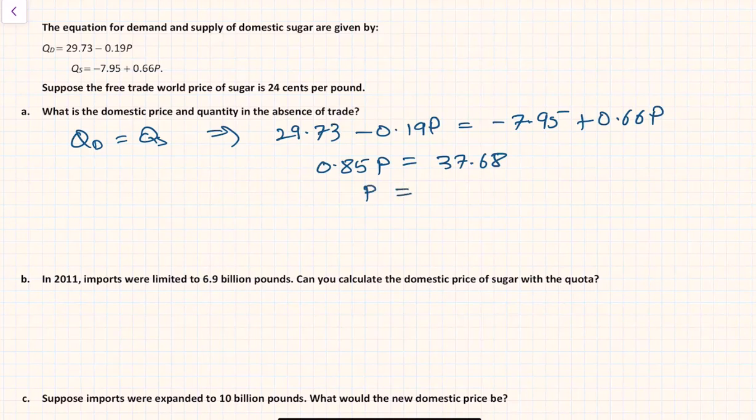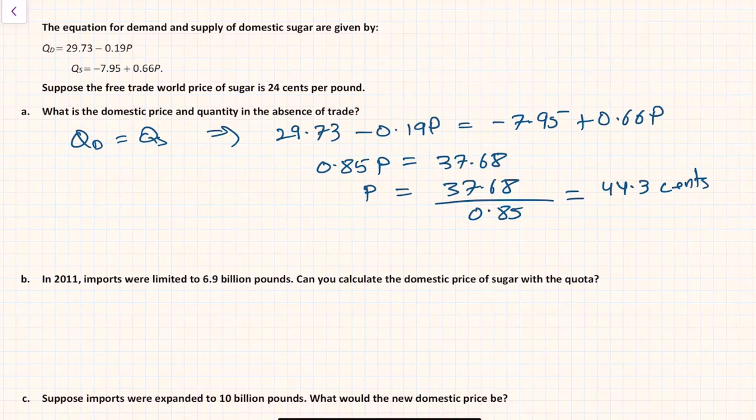To calculate p, we get 37.68 divided by 0.85, which is 44.3. So the domestic price of sugar is 44.3 cents. And if this is the price, we can then plug this price into any one of the equations and get the equilibrium quantity.